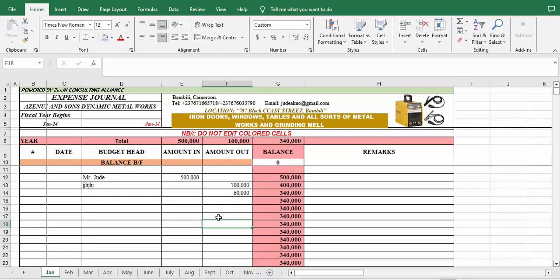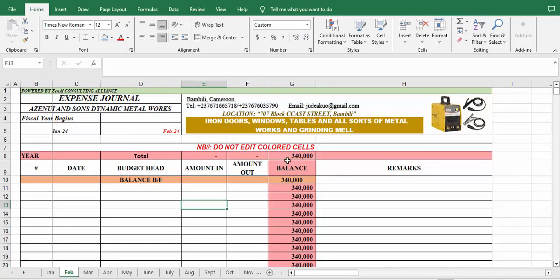Okay, so if you allocate 500,000 for the business and you spend 160,000, at the end of the month, when you get back to your coffer, you should be able to see 340,000. And it is the 340,000 that we are going to carry forward and continue spending with in the month of February. Okay.